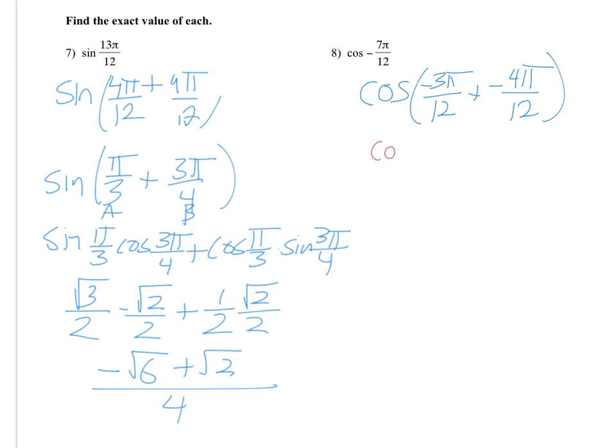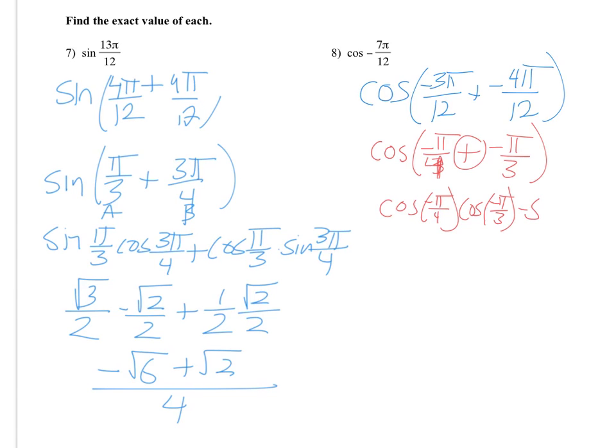Those reduce nicely, so we get cosine of negative pi over 4 plus cosine of negative pi over 3. Okay, so we're looking at cosine of negative pi over 4, cosine of negative pi over 3. Since I'm using plus, that becomes minus, sine of negative pi over 4, sine of negative pi over 3. And now I'm going to do some evaluation.